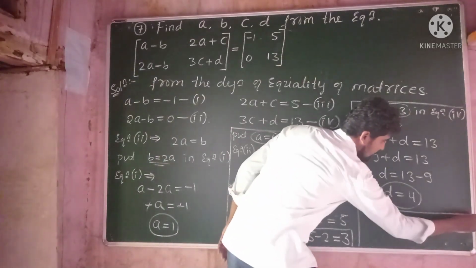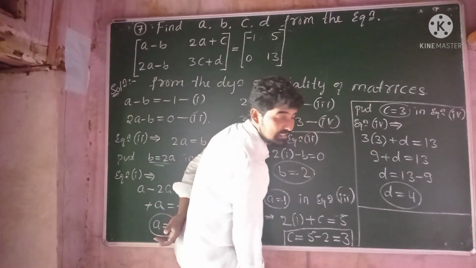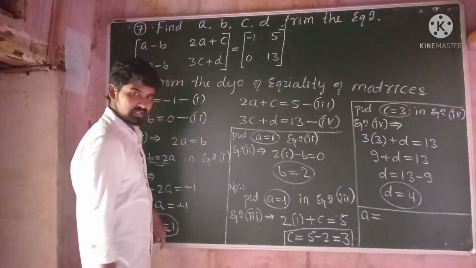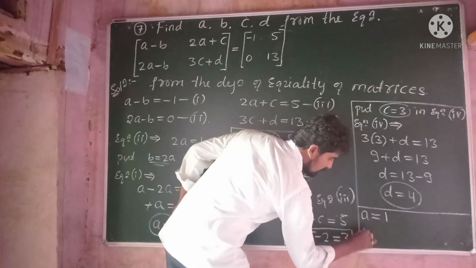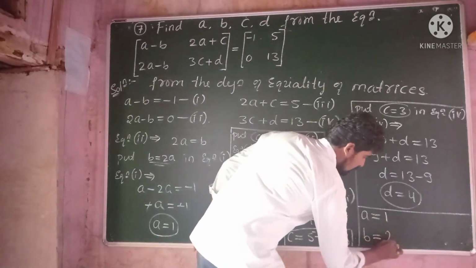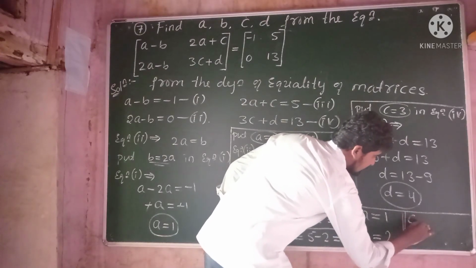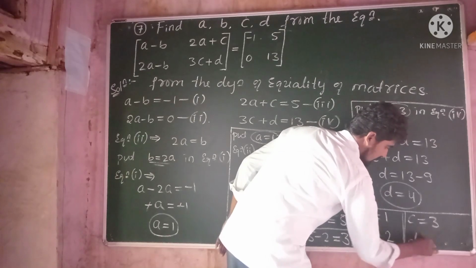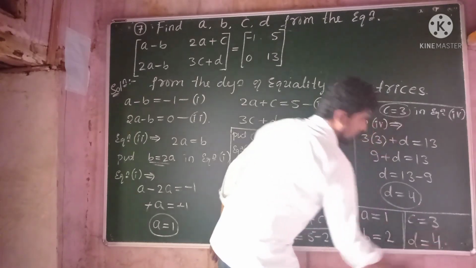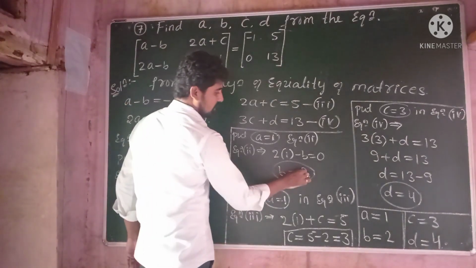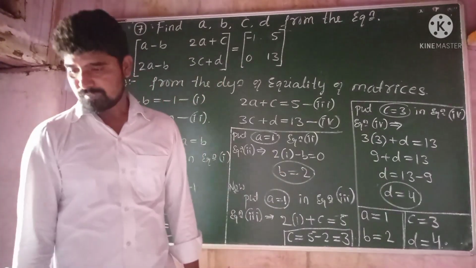Therefore, the required values of A, B, C and D: A is equal to 1. B is equal to 2. C is equal to 3. And D is equal to 4. I hope all of you understood. If possible, take a note.